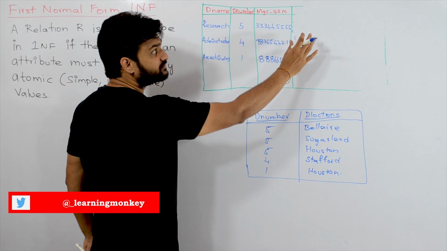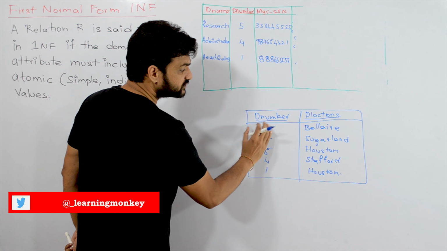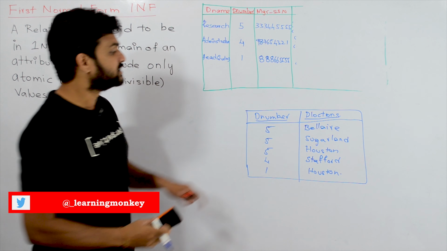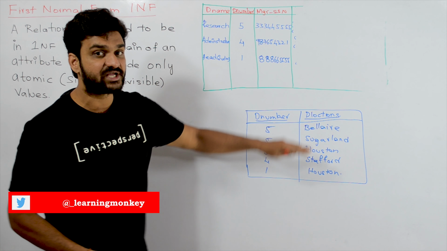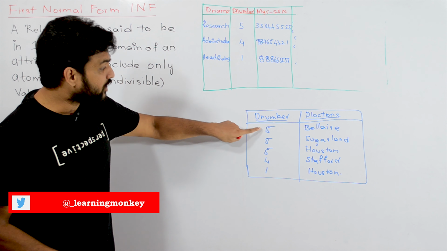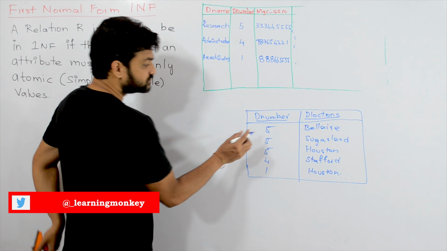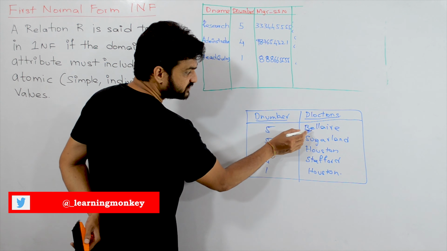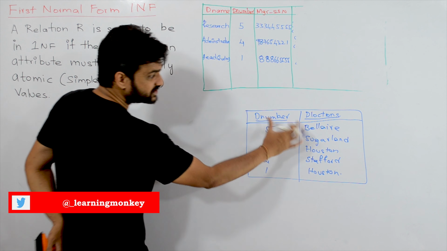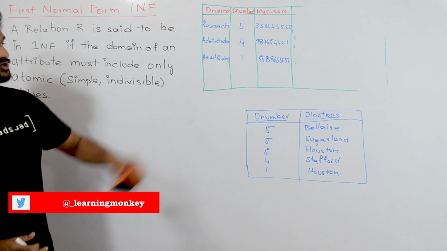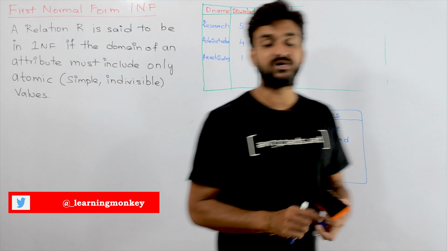You decompose the multi-valued attributes into a separate table along with the primary key of the table, and the combination of D number and D location is going to be the primary key for this table, because none of these values are repeating if both of them are the primary keys. So department number 5 is at locations Bellary and Sugarland, and if you take the combination of these two attributes, they are not going to be repeated. So this is the objective of the first normal form.